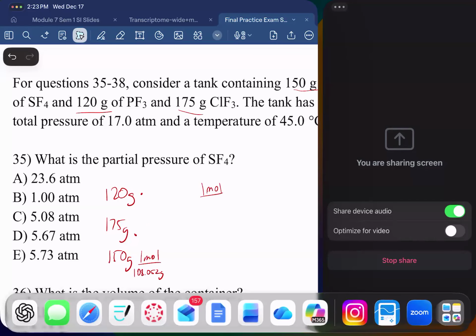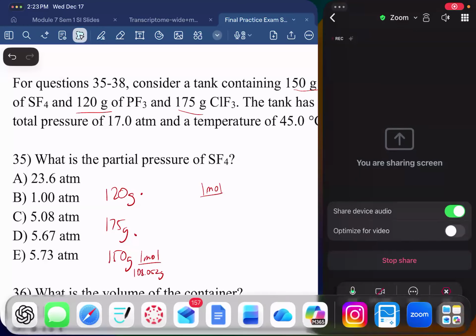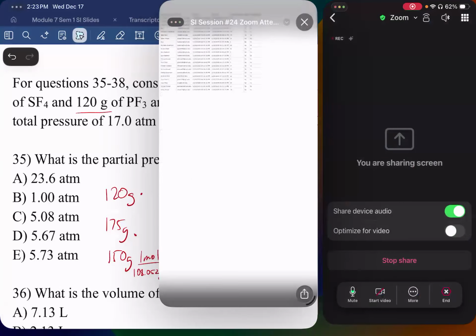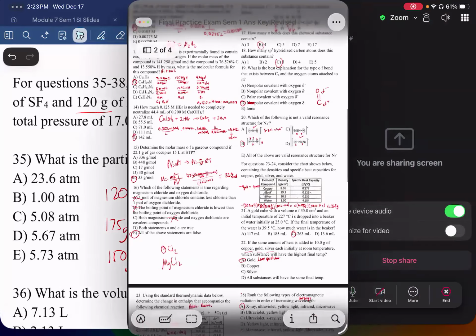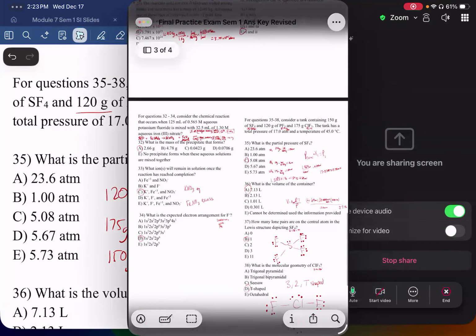Let's see. I'm gonna go over to the files so I can pull up the answer key just so I don't waste time trying to figure out the molar masses. Oh, that's not, you should not be seeing that. I need to show this. Okay. Where is it? Oh, all right.